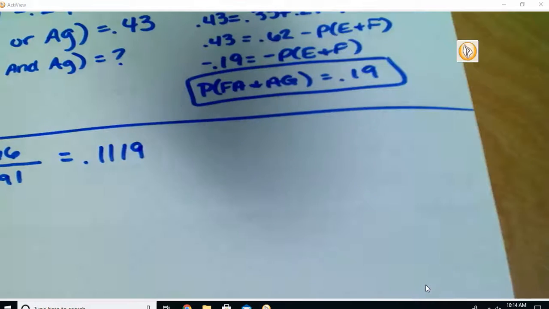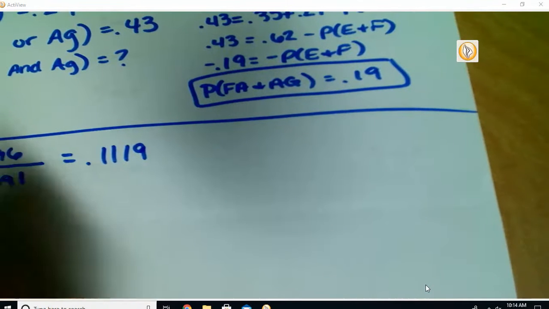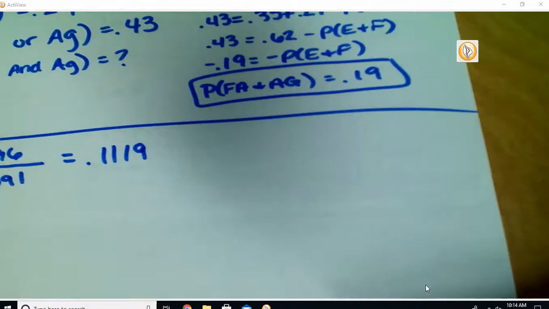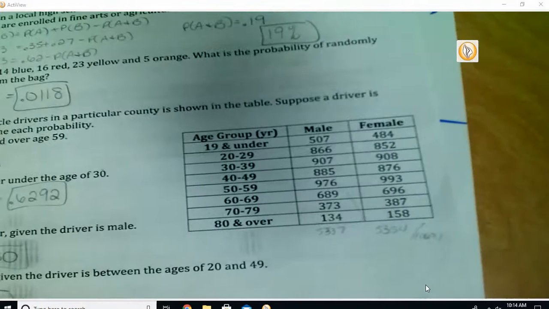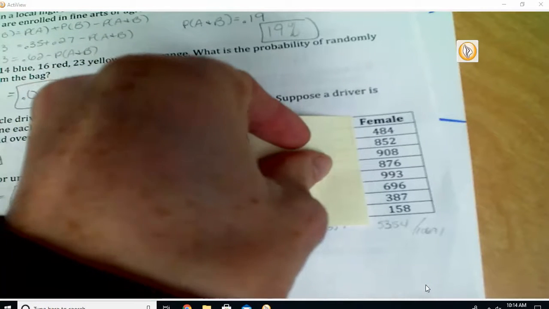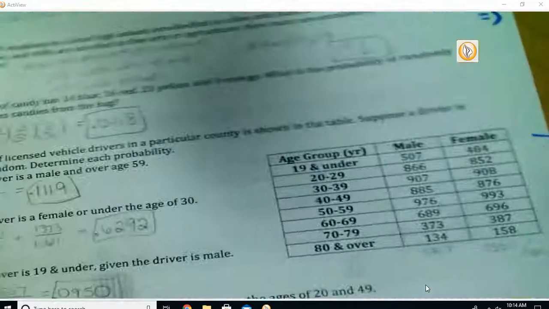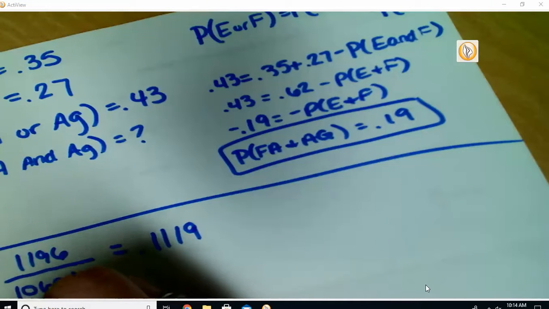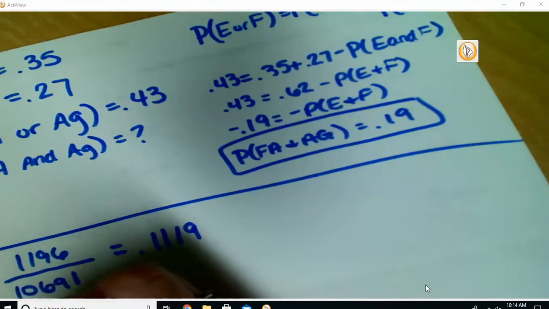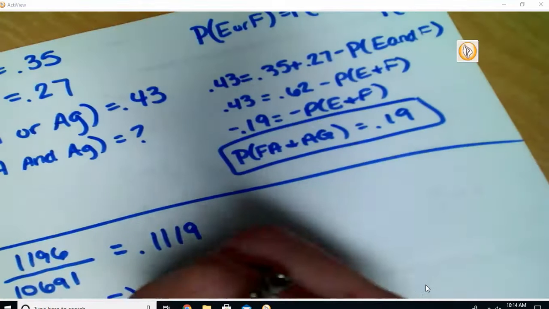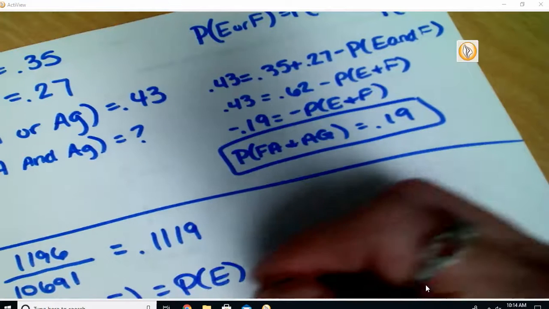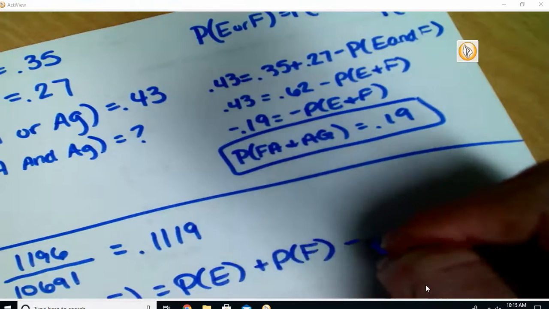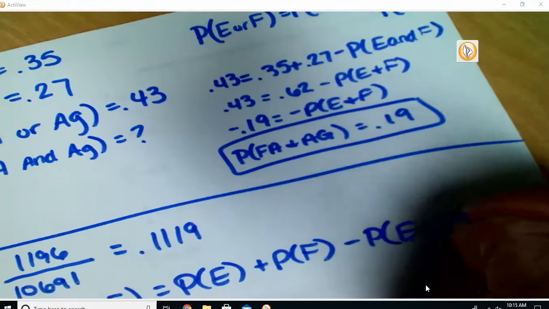Part B. The driver is female or under the age of 30. So, the driver is female means you add up all of those. Okay, so that gives you 534. Can I write out the formula first? The probability of E or F, if you're using your formula sheet, is the probability of E plus the probability of F minus the probability of E and F.